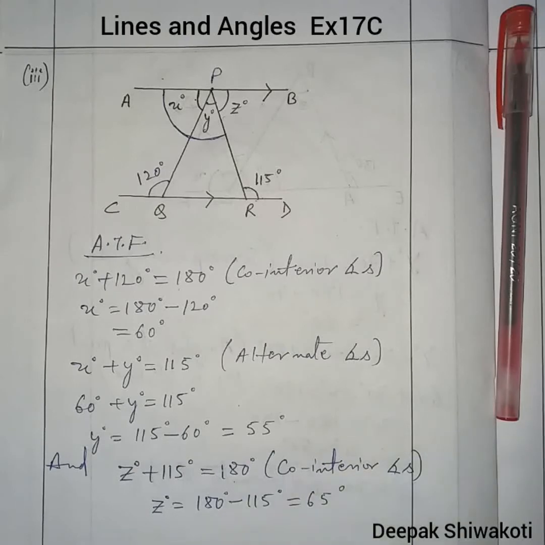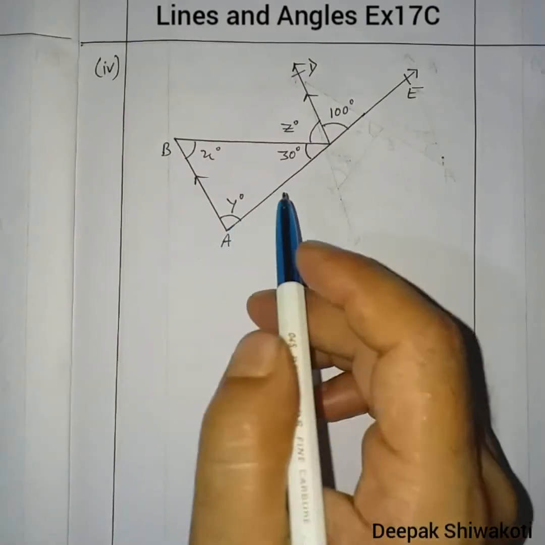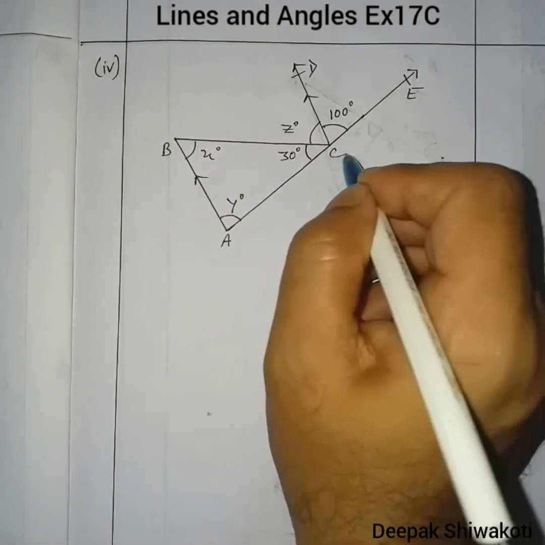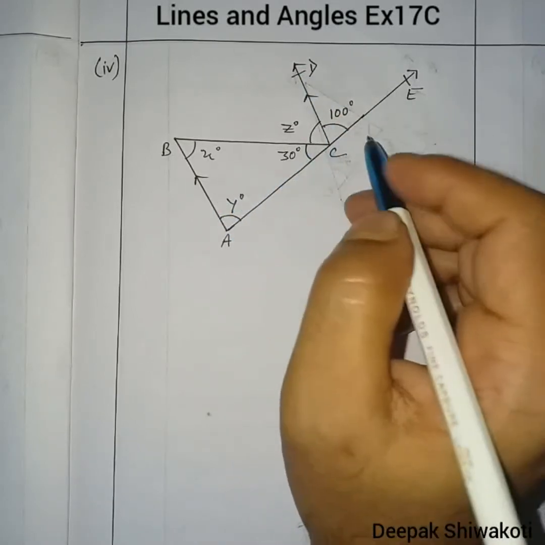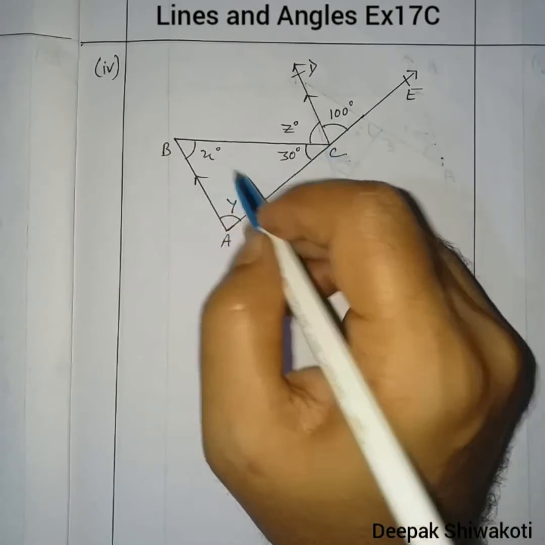Next is number 4. Number 4, here you can see AB and CD, these two lines are parallel to each other. Okay, now we have to find x, y and z.